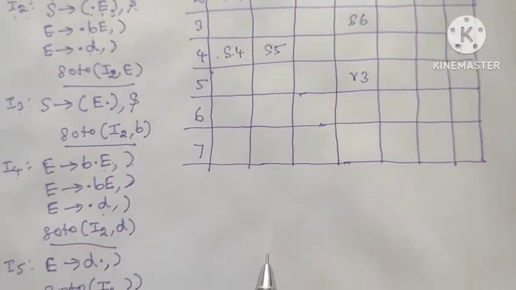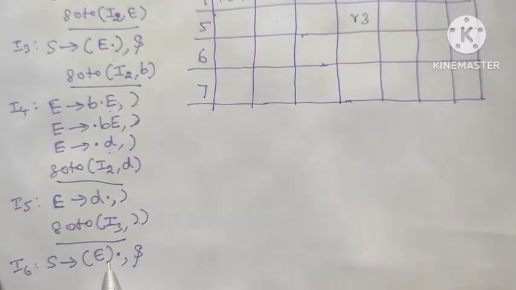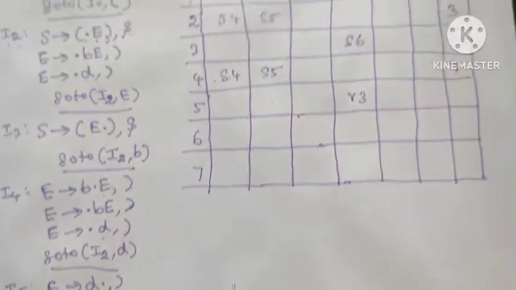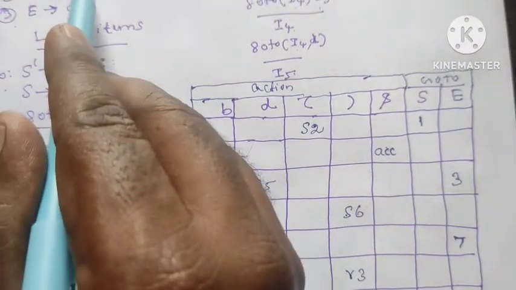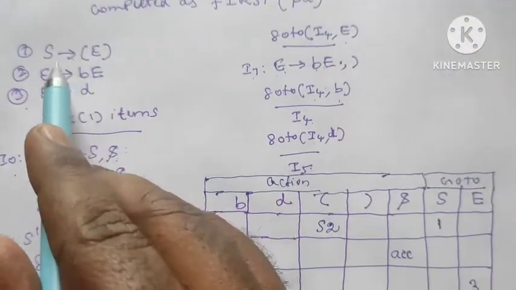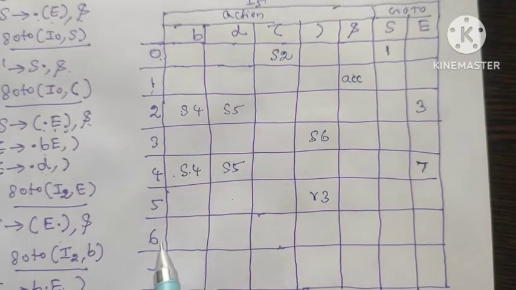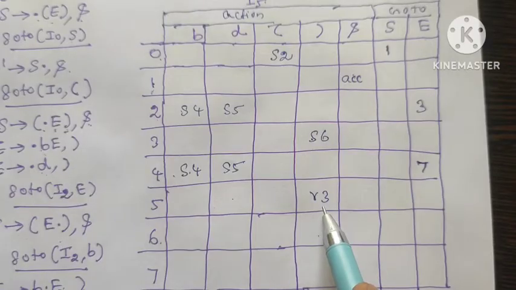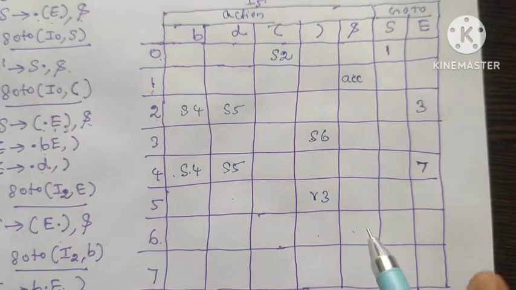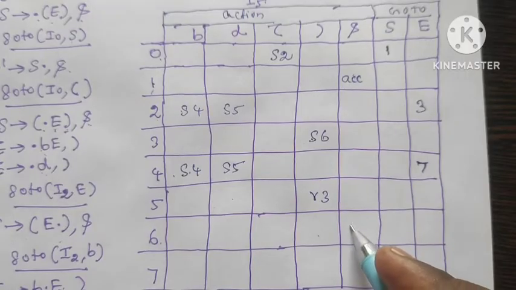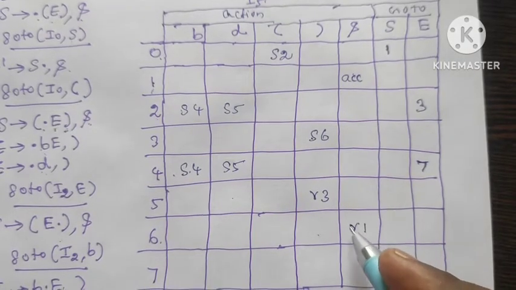Now come to item set 6. In item set 6 we have S tends to E dot at the end. For S tends to E we have a lookahead symbol called dollar. S tends to E is production number 1. Now in item set 6, where dollar is, we have to write production number 1, so write it as R1.